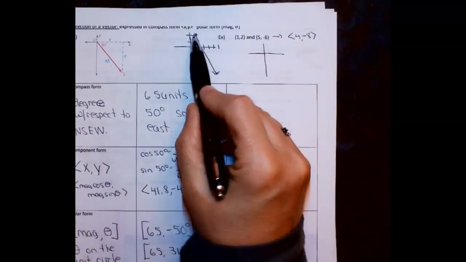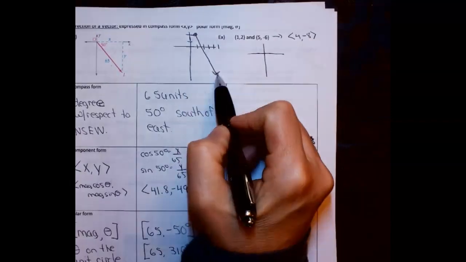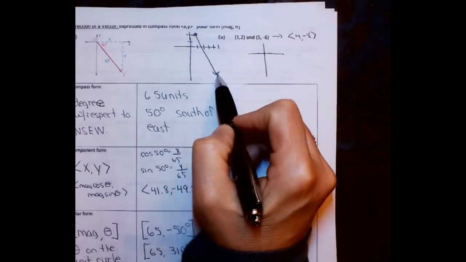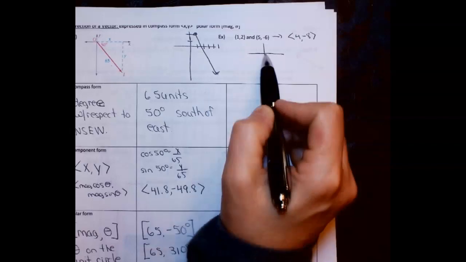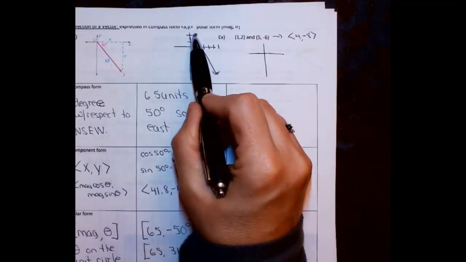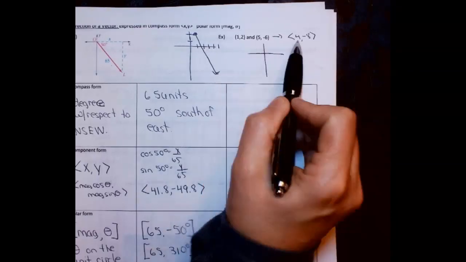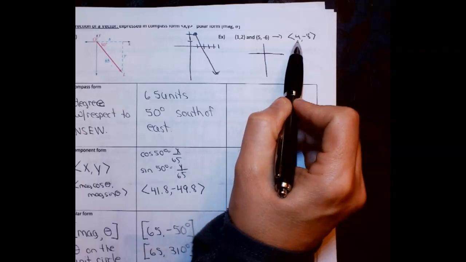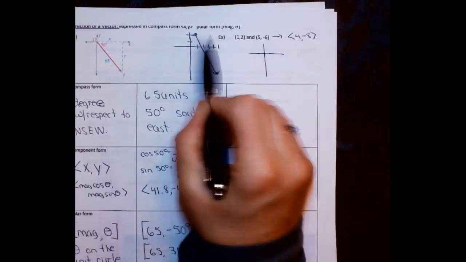Okay, so I went ahead and drew out what I was given. Here's my initial point, here's my terminal point. What I'm going to try and do is just rewrite it in standard form, originating at the origin. So if I'm starting at 1 and I'm ending up at 5, that means my x component would be 4, because I'm going 4 units to the right.